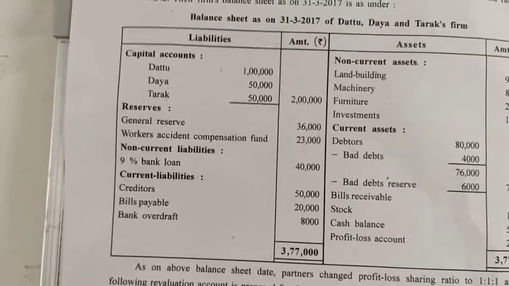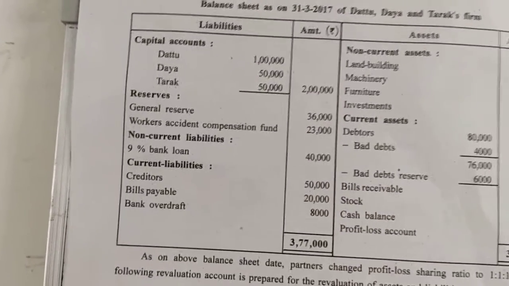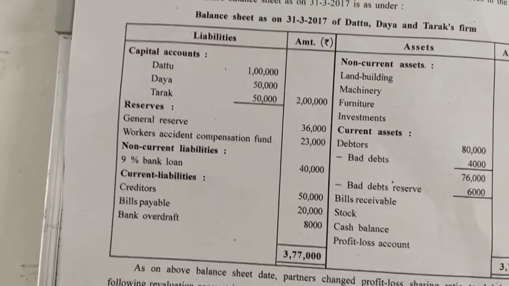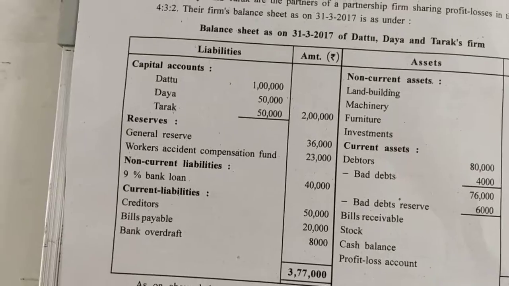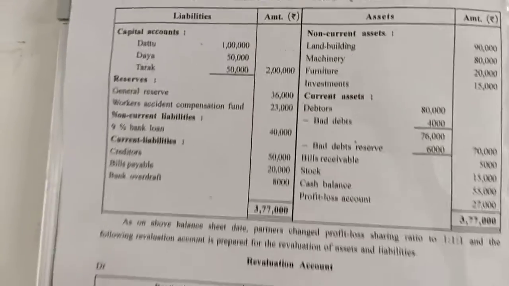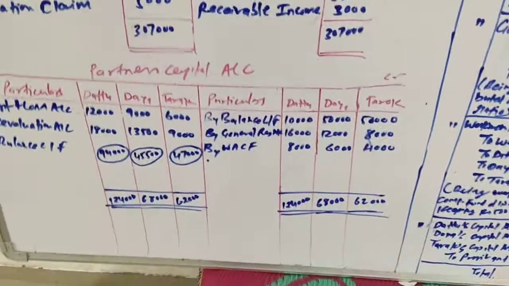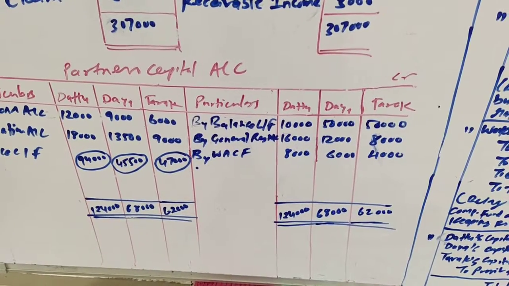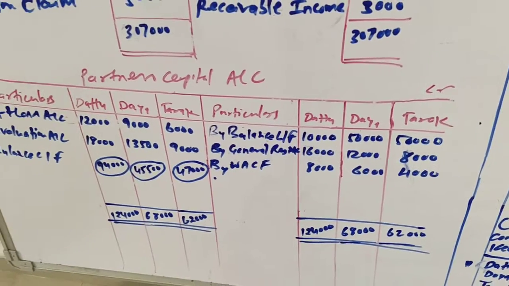Now take the liability side. The first item is capital. This is the opening balance of capital and we are making the capital account. So this will be written as opening balance of capital, that is, balance brought down in the capital account of partners. Here, by balance brought down 1,50,000, 50,000, is the first item at the credit side of partners' capital account.